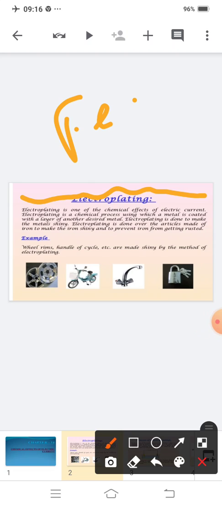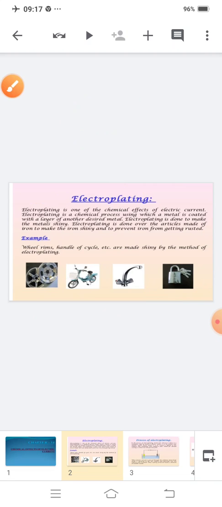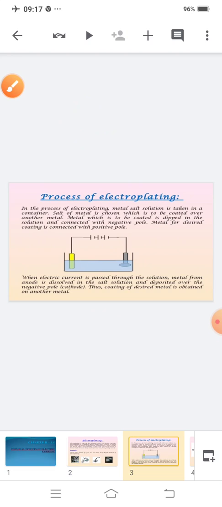Rusted means जंग लगना. If you do electroplating, तो iron में जंग नहीं लगता है, or you can say lead में लगता है. Clear? Examples: wheel rims, handle of cycle are made shiny by the method of electroplating. That tap, lock and key. Is this clear? They all become shiny after electroplating. Clear? So now, how does the process of electroplating take place?